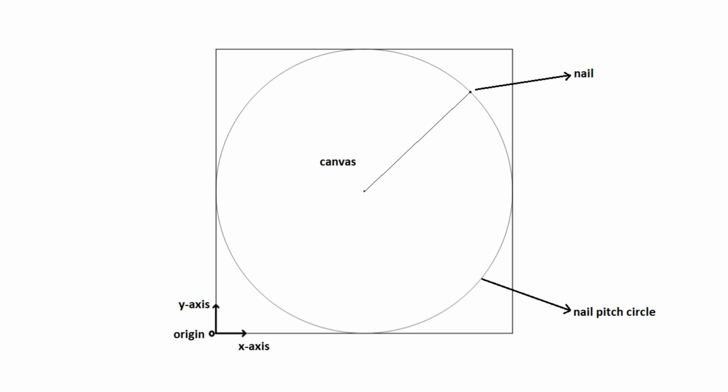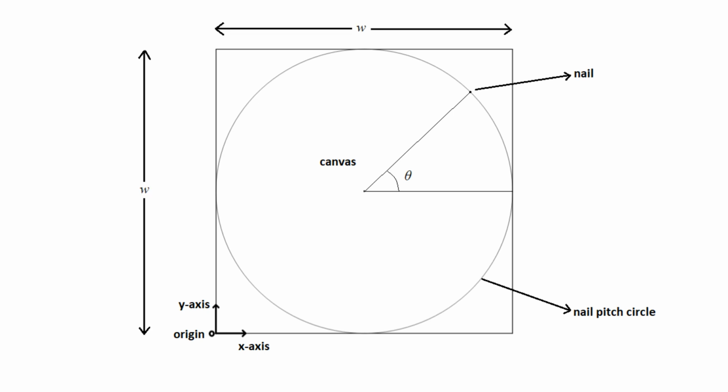Now let's go ahead and place a nail on the canvas. I'm going to place it at the end of this pitch circle radius right here, which makes an angle theta with the horizontal or the x-axis. So the question now is, what are the coordinates of the nail? Let us say the width of the picture we started with, and consequently the width of our canvas, is some W units of length. Since the picture is square shaped, W is also going to be the height of the canvas. This means that the radius of our pitch circle, let's call it R, would be W over 2.